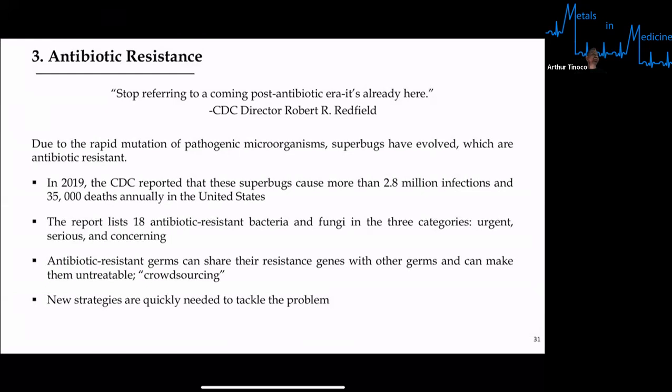The report lists 18 antibiotic resistant bacteria and fungi in 3 categories. You have urgent, serious, and concerning. Antibiotic resistant germs can share their resistance genes. That's what makes them scary. They can share their resistant genes with other germs and make them untreatable. So it's a type of crowdsourcing that occurs. So there is a tremendous need for the development of new strategies to try to tackle this problem.